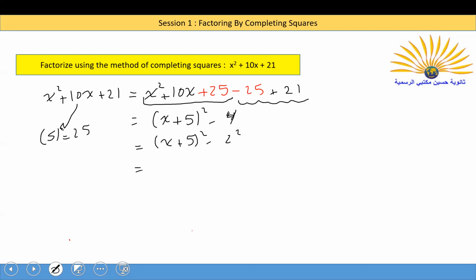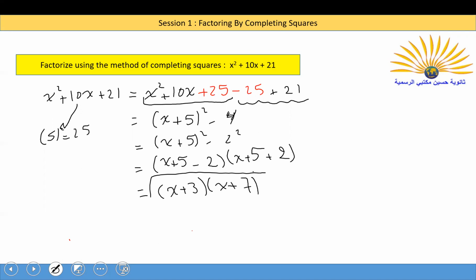Now here we get a squared minus b squared. What does this mean? (a minus b) into (a plus b). It doesn't matter which is before the other because multiplication is commutative. Here we get (x plus 3) into (x plus 7). If you want to be sure, you can expand this one. You will get the same answer as above.